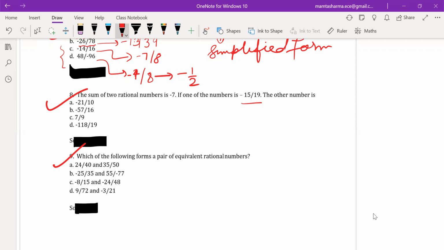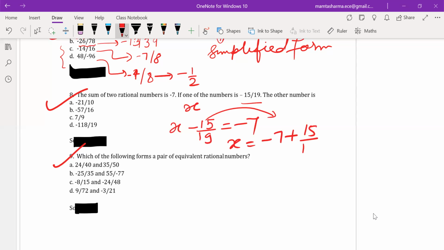Okay, so how did you solve it? Ma'am, first I took the number to be x. Okay, correct. So they said the sum. So x plus minus 15 by 19. They said the sum is minus 7, so that is equal to minus 7. Then I took minus 15 by 19 to that side. Then it will be plus 15 by 19.